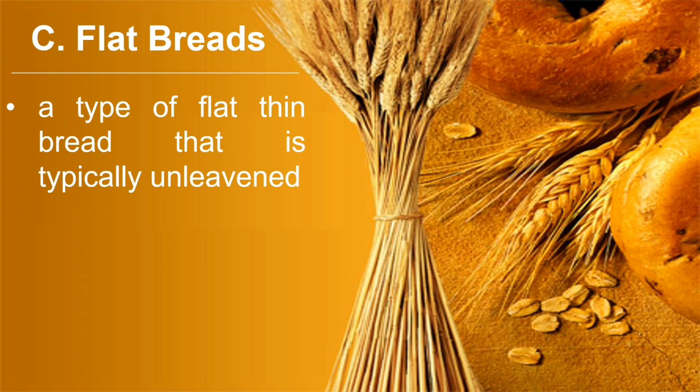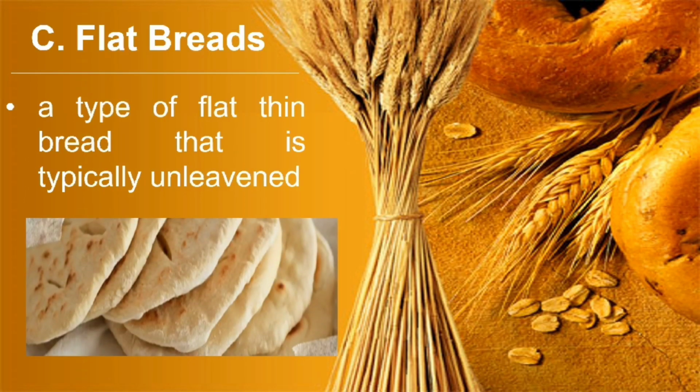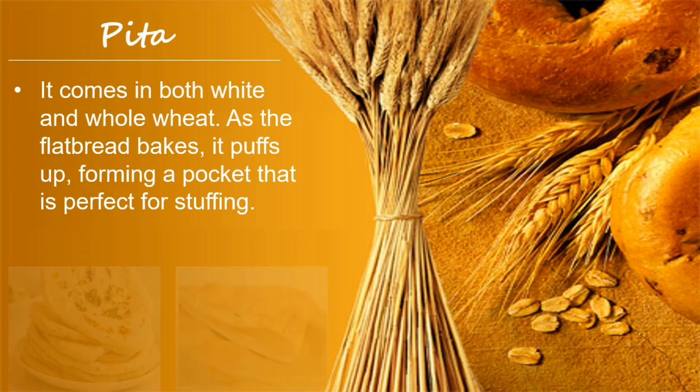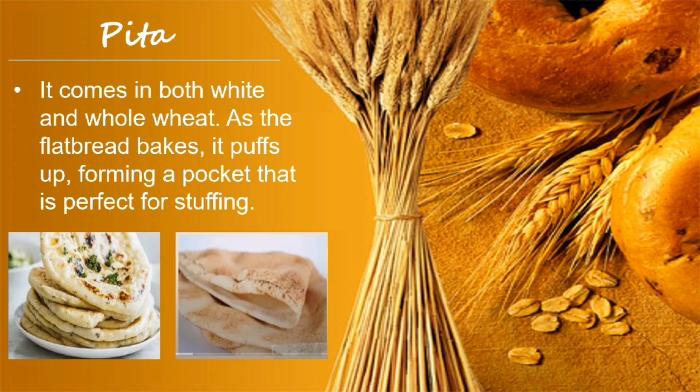The third major type of bread is the flatbreads. It is a type of flat, thin bread that is typically unleavened. Unleavened means it has no yeast and baking powder. An example of these flatbreads is the pita. It comes in both white and whole wheat. As the flatbread bakes, it pops up, forming a packet that is perfect for stuffing. An example of this is the piaya pita bread.